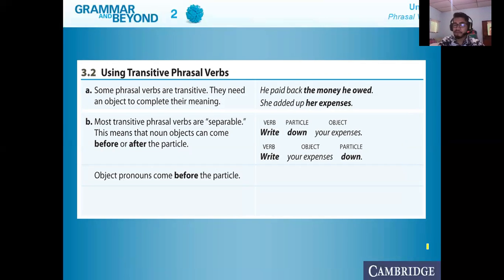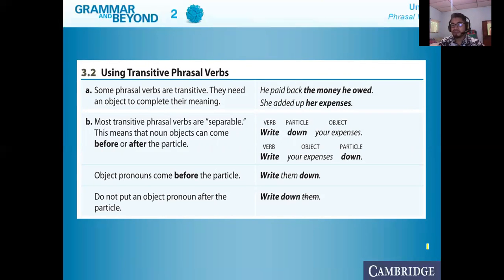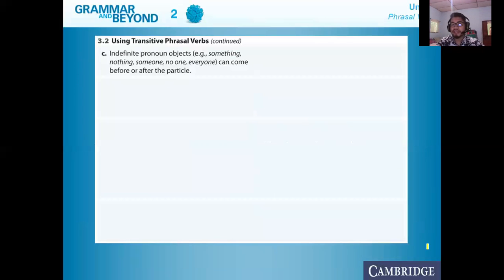Object pronouns come before the particle, okay? So that means that a pronoun like them, us, your, and many others will go before the particle. So they will always go in the middle. Do not put an object pronoun after the particle, okay? So you don't say write them down, write down them. No, that doesn't make any sense, and that doesn't even sound natural. Those are the uses of transitive phrasal verbs.